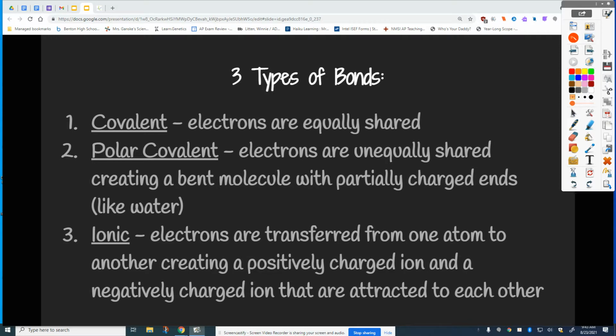Okay? So I need 2 people to come stand up in the front to help me demonstrate a covalent bond. You get candy. Okay, so stand in the front. Right here and right here. Face the front. We'll face the left. Sorry, you're right.